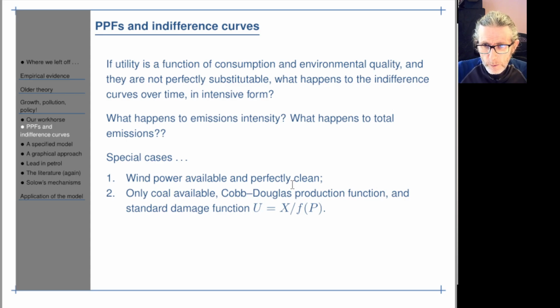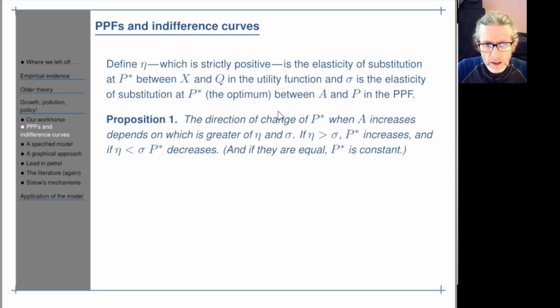So how is that going to play out in the long run? Can we say anything general about that? It turns out that we can, and that's what we're going to look at now. And we do it by defining two elasticities. The first one, eta, is the elasticity of substitution at the optimal pollution level between X, consumption, and Q, environmental quality, in the utility function.